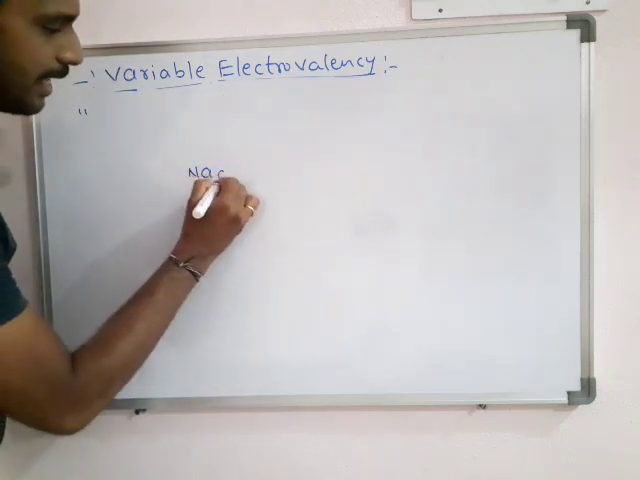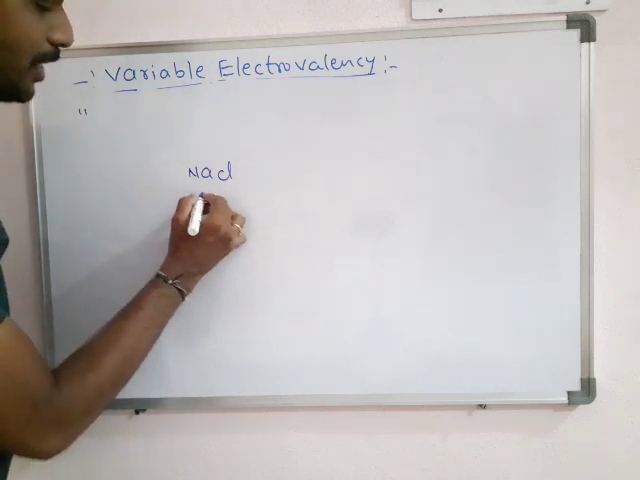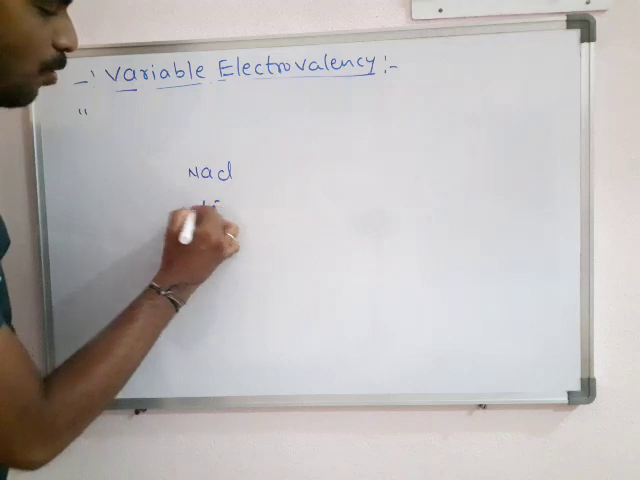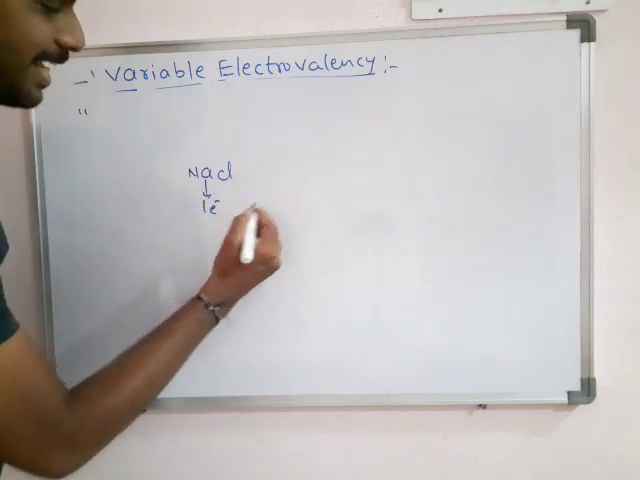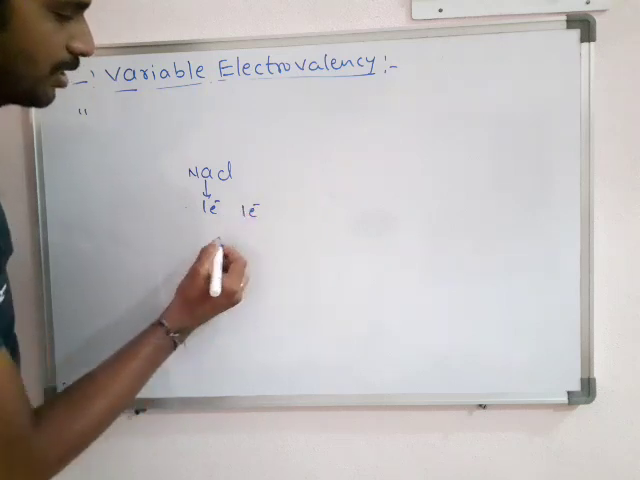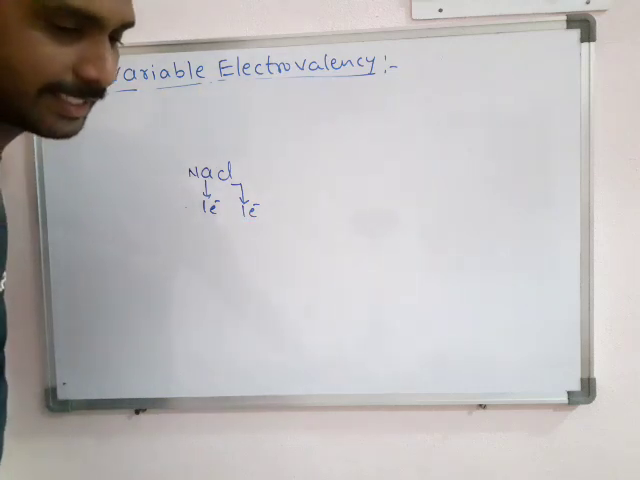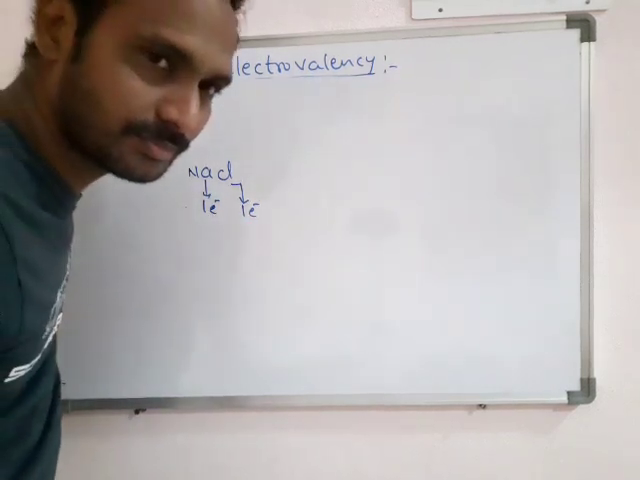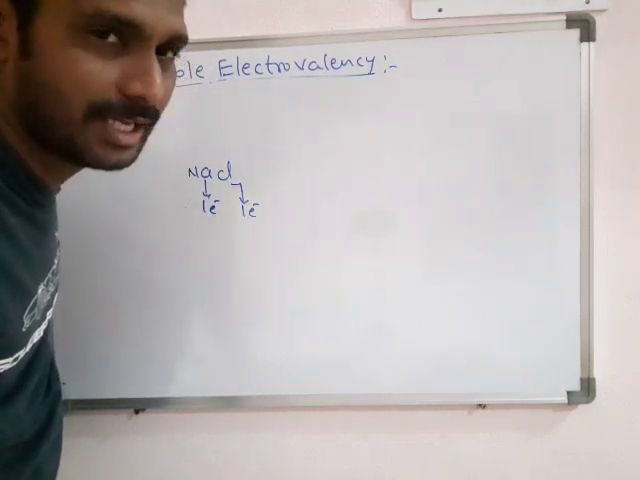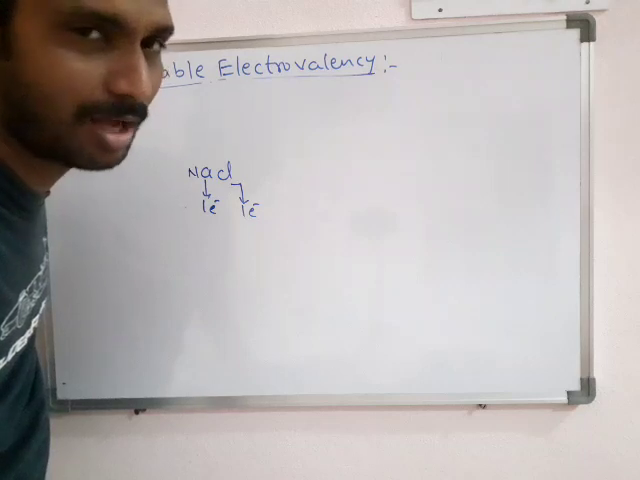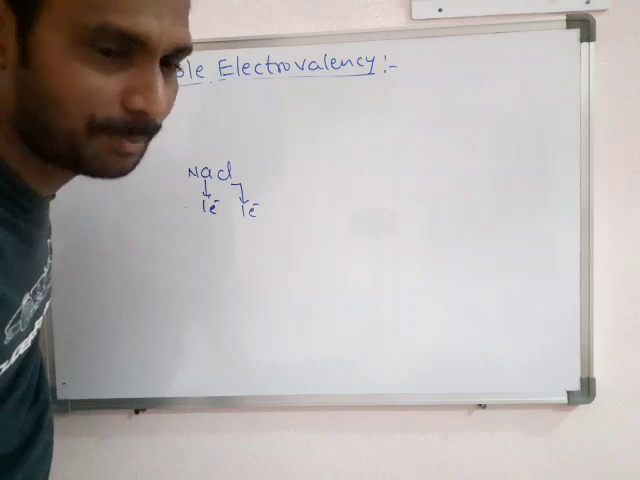For example, NaCl. What is the electrovalency of sodium in NaCl? Na loses how many electrons? 1 electron. So sodium electrovalency is 1. Cl gains how many electrons? 1 electron. So Cl electrovalency is 1. Whether gaining or losing, we need to consider the number of electrons lost or gained by an ion or atom in the formation of its ion to form an ionic compound.